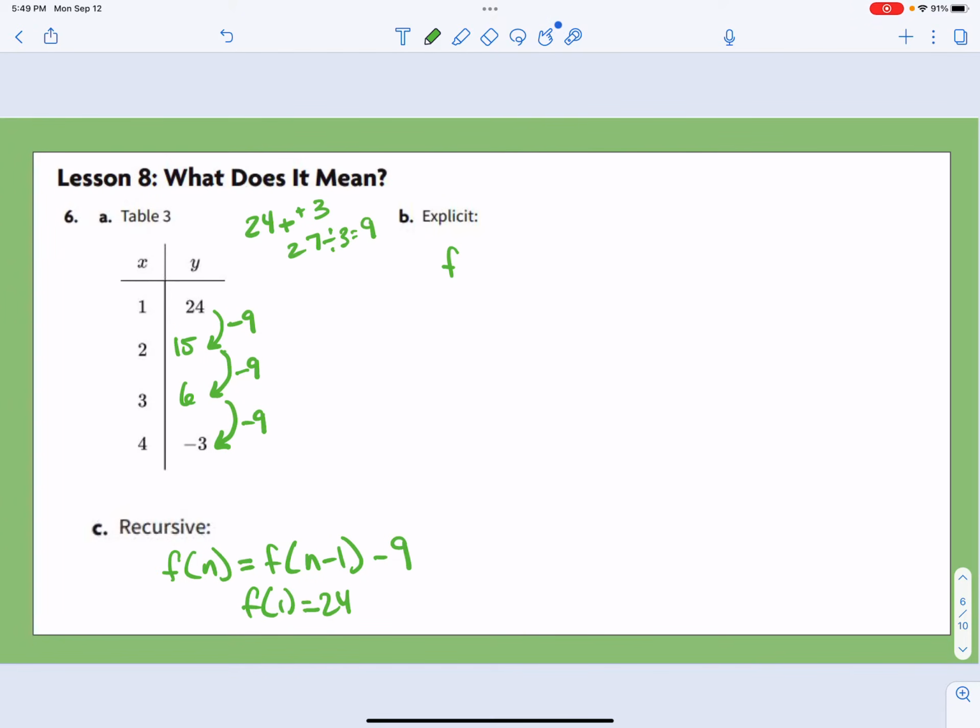And our explicit is going to be a little different, right? That's going to be that f of n is equal to, in this case here, our rate of change, negative 9n, and then our starting point. So if we add 9 to 24, we would say it's 33. Now, is there another way of looking at that? Well, there certainly could be.